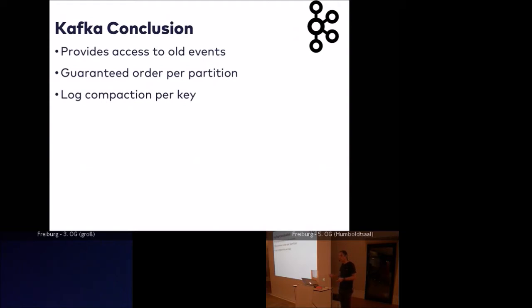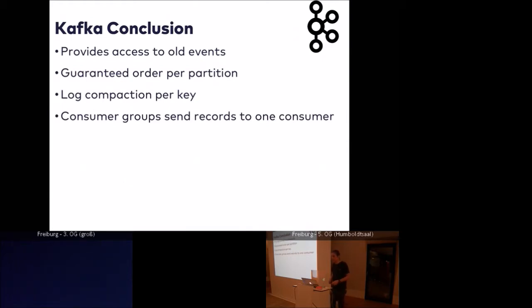The way it works is if there's more than one record with the same ID, just the latest record is kept. So that is how log compaction allows you to store data also in the long run, but to also compact it and throw away data that you don't care about too much anymore. Consumer groups allow you to send records to just one consumer, so that's great.